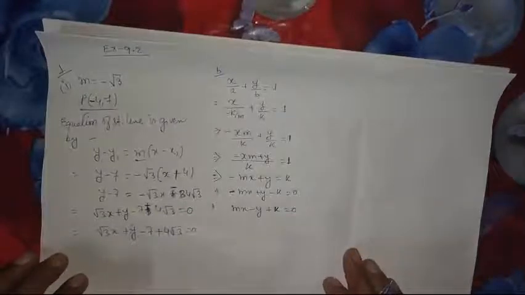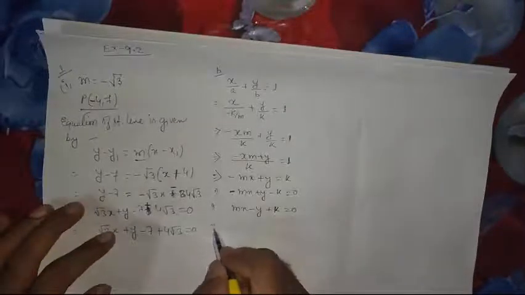Now see question number C. What is given? The y-intercept of the line is 7 and the line is inclined to the x-axis at an angle of 45 degrees, measured in the anti-clockwise direction. So anti-clockwise direction is given, no issue, theta is given as 45 degrees. We just need to find the value of m here.